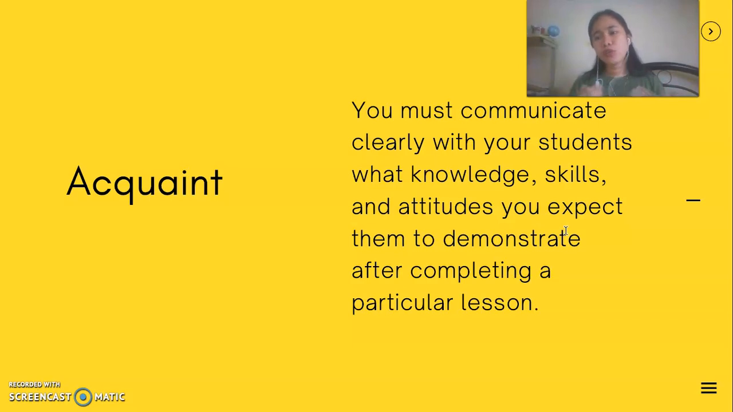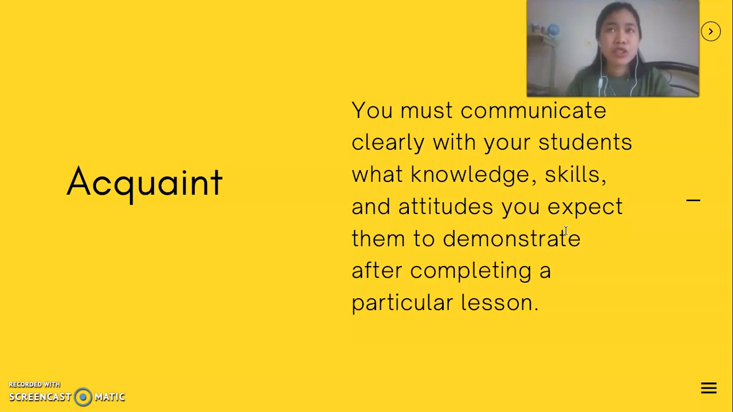So as teachers, what do we need to do if we mean acquaint? As teachers, we must communicate clearly with our students what knowledge, skills, and attitudes are expected of them to demonstrate after completing a particular lesson. Okay, it's very important for us to let them know of what is our objective, because in that way, they will try their best to participate in all of the activities that you are going to give them, because they already know that there is something that you expect from them at the end of the lesson.